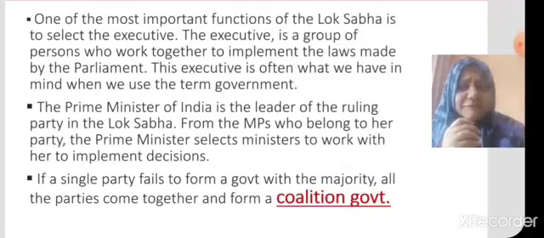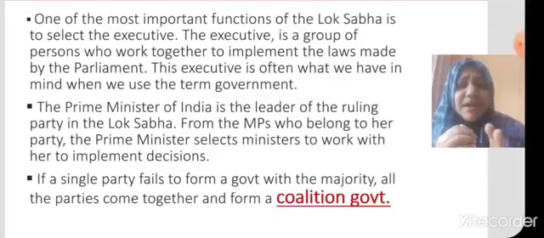If a single party fails to form a government with a majority, all the parties come together and form a coalition government. In case the election fails, means if there is no ruling party, not a single party wins the election, then what happens? Then all the parties that were there in competition form a government, and that government is called a coalition government.